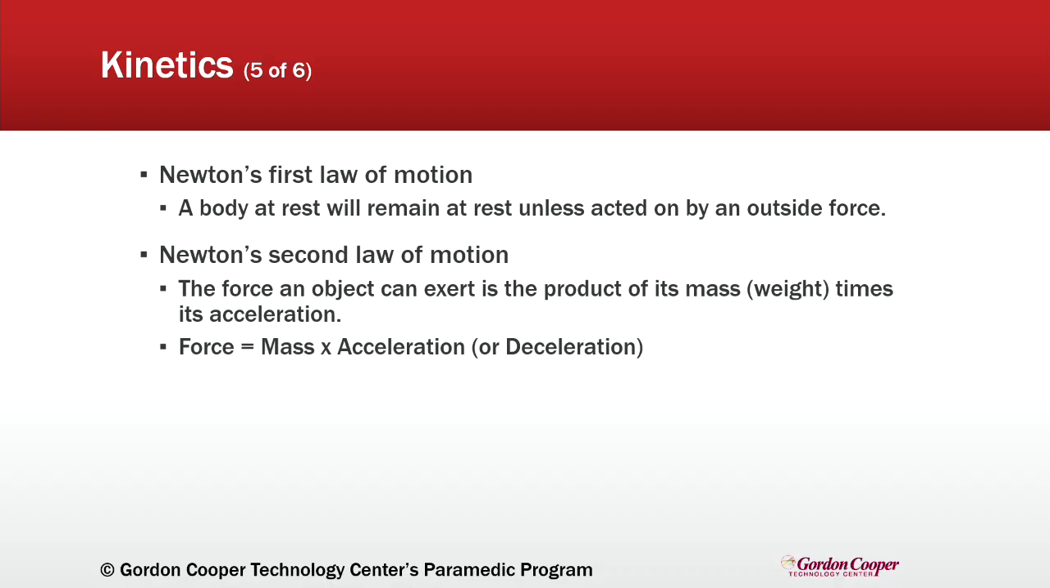So Newton's first law states that an object at rest will stay at rest, and an object in motion will stay in motion unless acted on by an outside force. His second law explains that the force an object can exert is equal to its mass multiplied by its acceleration or deceleration. This relationship is expressed as force equals mass times acceleration, which is exactly what we've been talking about. In a roundabout way, we've talked about Newton's first law of motion and his second law of motion.